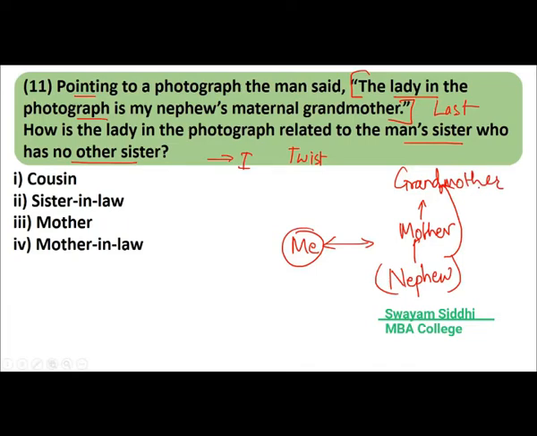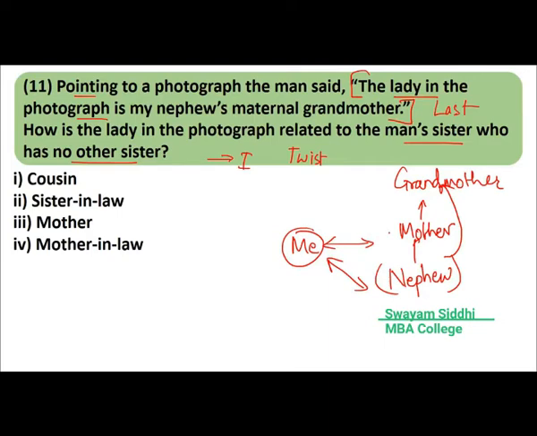We have seen the word maternal is used for the mother's side. Paternal is used for the father's side. So the lady in the photograph is the maternal grandmother of my nephew. This is my nephew. We do not know whether this nephew is of my brother or my sister. Now here they have given the relation between the lady in the photograph and the man's sister, that means my sister who has no other sister.